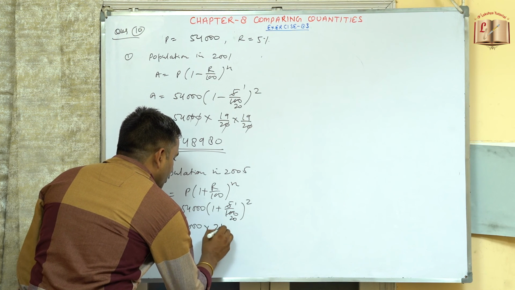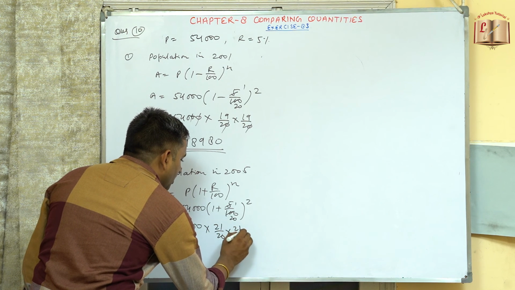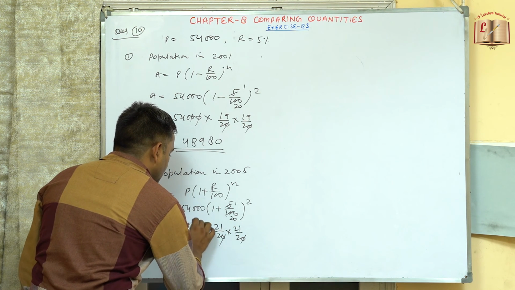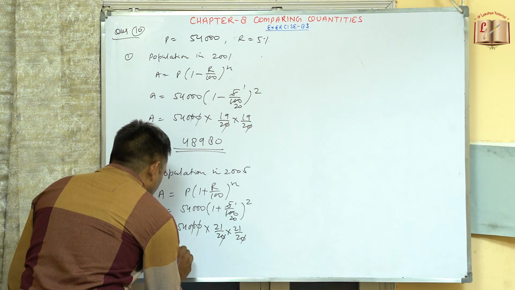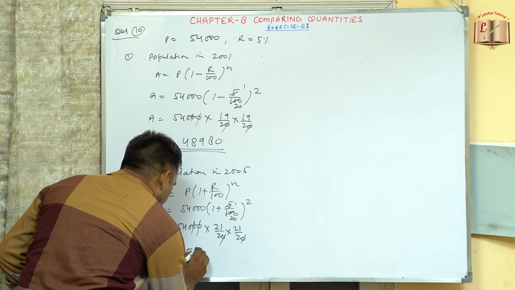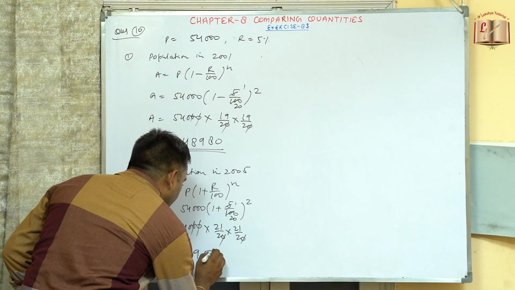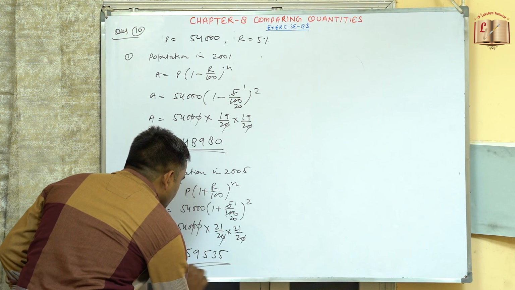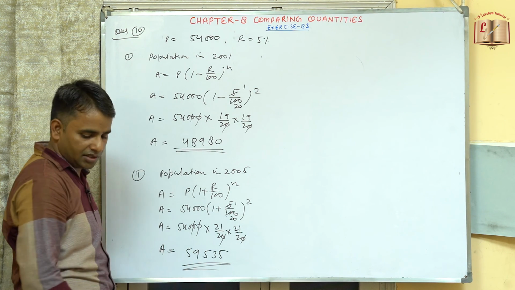So it will be now 21/20 into 21/20, 00 cancelled. So here A will be equals to now 59,535. So this is the population in 2005.